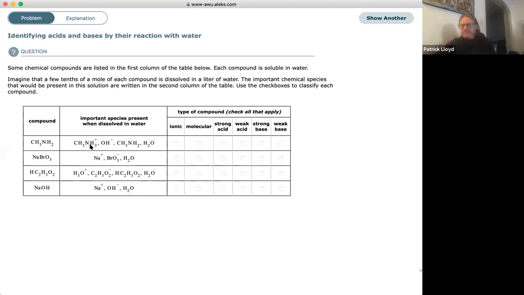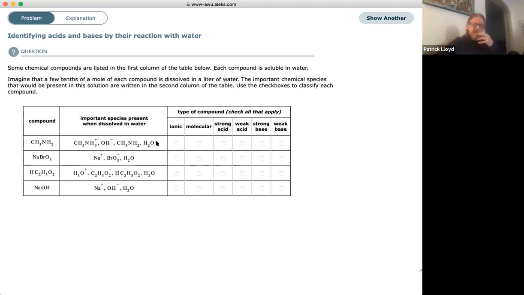Take a look. There we go. Got another problem here. Identifying acids and bases by their reaction with water. Remember we talked about that, how an acid reacts with water to form hydronium ion, H3O+. A base reacts with water to form the hydroxide ion, OH-, which were the nitrogen bases. So imagine a little bit of these compounds put into water, one at a time. What's going to happen? Are you going to have ionic compounds? It even tells you what the products are, okay?